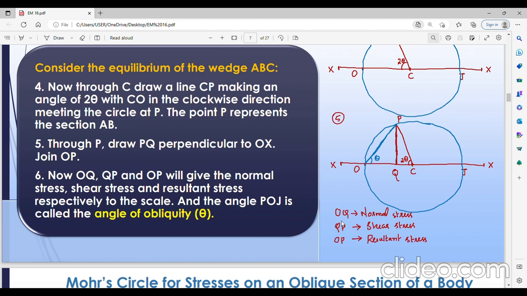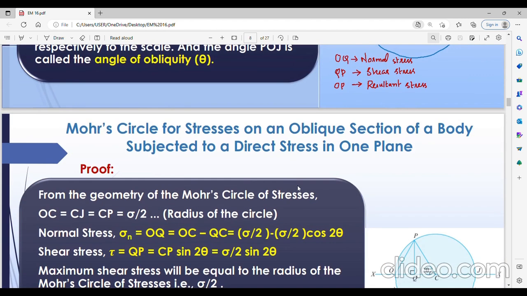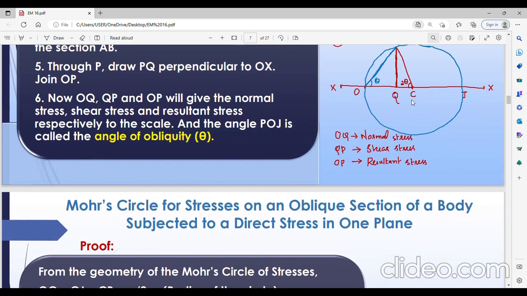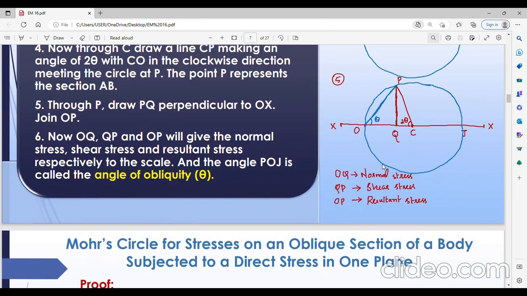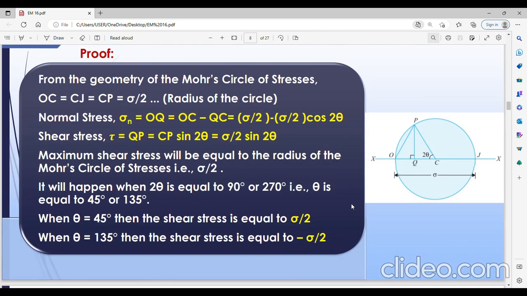So this is for a single force. For two forces you have to look into it. The procedures will be given in the upcoming slides, but you have to look for that. Now, how to prove this? We have already told you that after drawing this, OQ is normal stress, QP is shear stress, OP is resultant stress. But how to prove that? Is that correct? So that will be given in this particular slide.